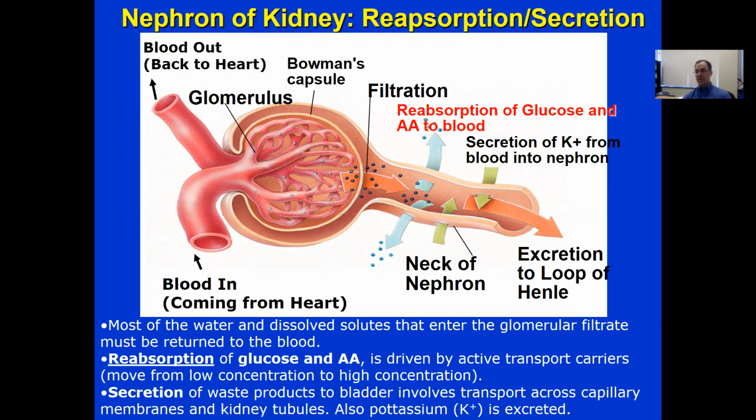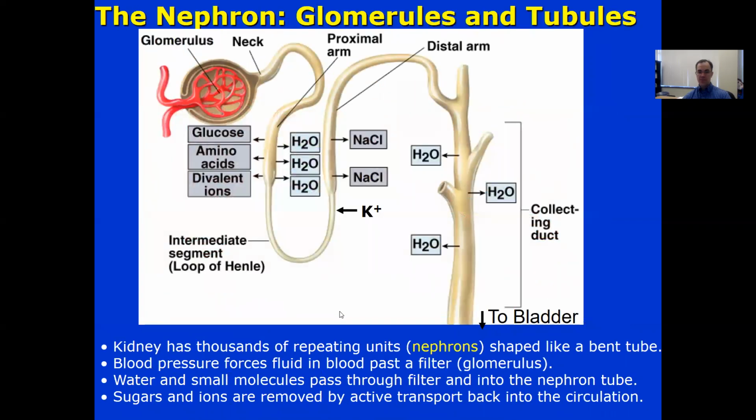However, fast forward to today, our diet is high in sodium and low in potassium, but that process still occurs in the kidney, where we reabsorb sodium and we get rid of potassium. So again, the kidney has thousands of repeating units of nephrons shaped like bent tubes here. Again, blood pressure forces fluid in past a filter.